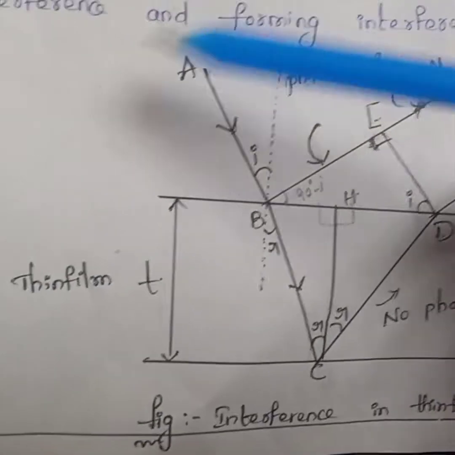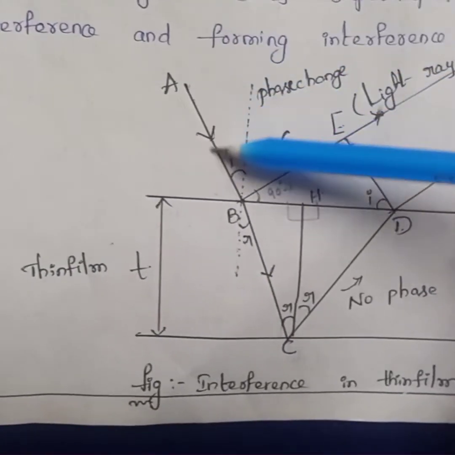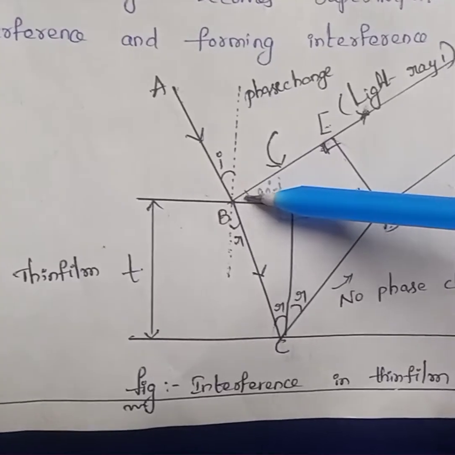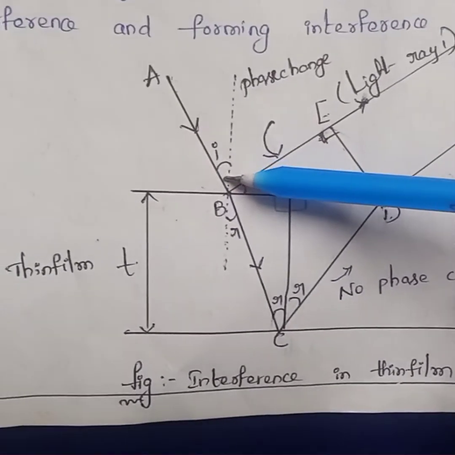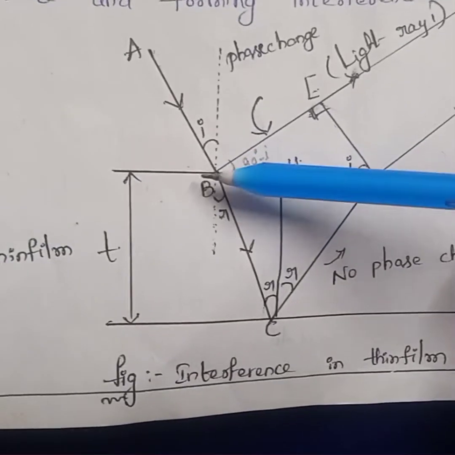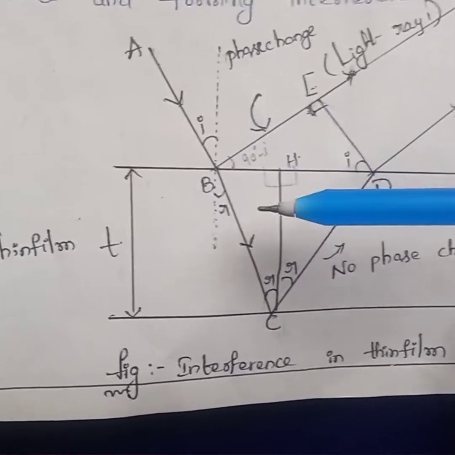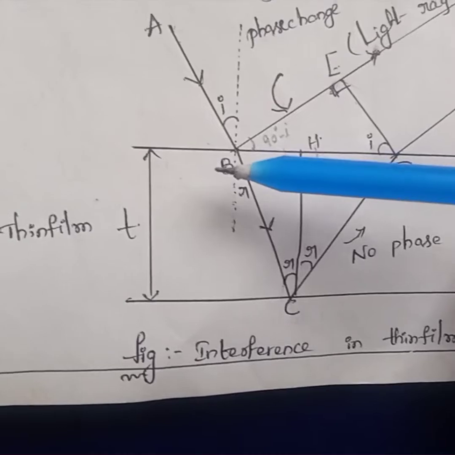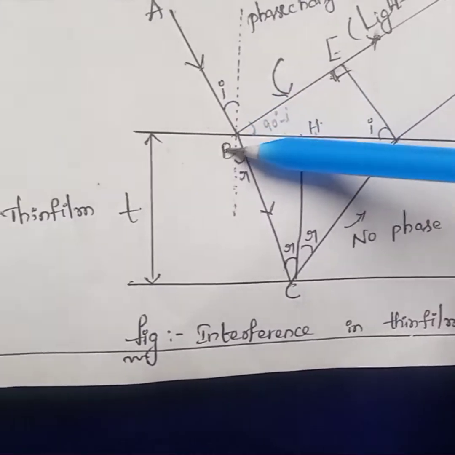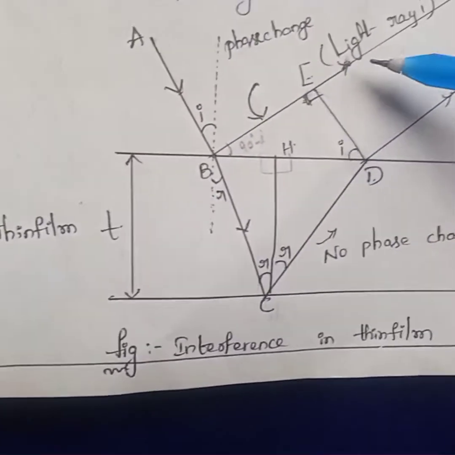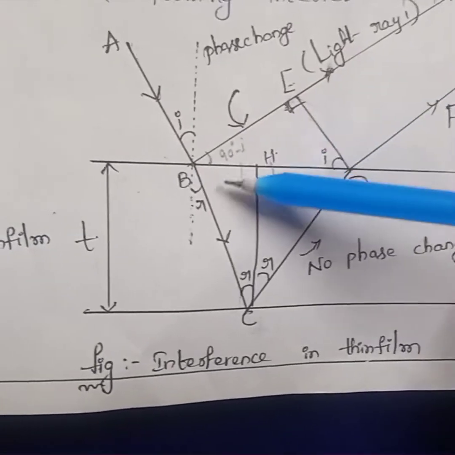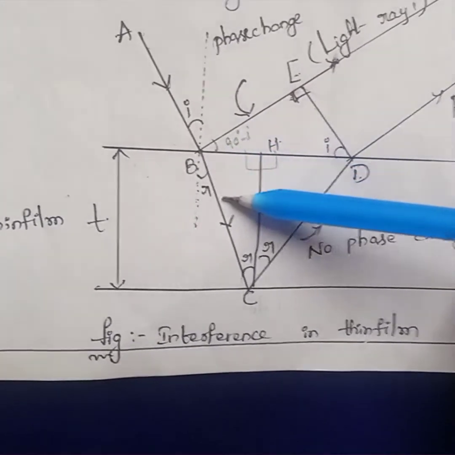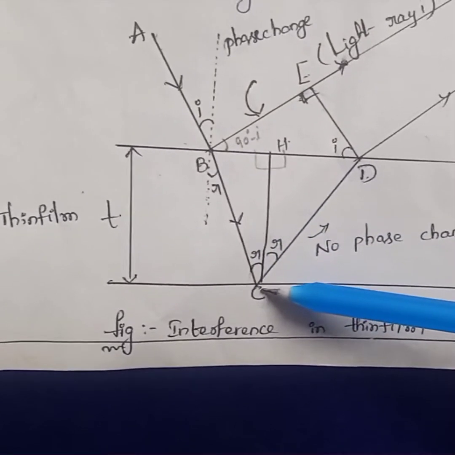Let us consider a monochromatic light incident on the upper surface of the thin film at the point B with an angle of i. Here the incident ray is divided into two parts. The first one is reflected on the upper surface of the thin film, and it forms light ray 1. The second one is transmitted into the lower surface of the thin film.